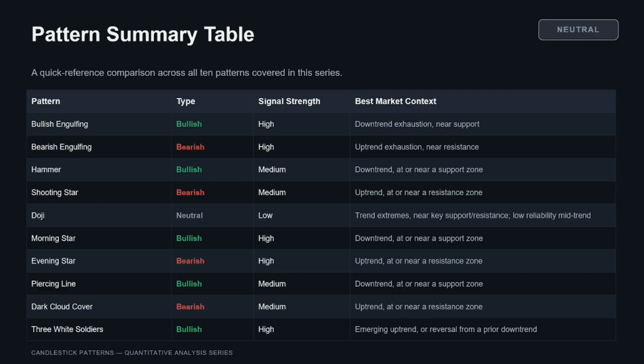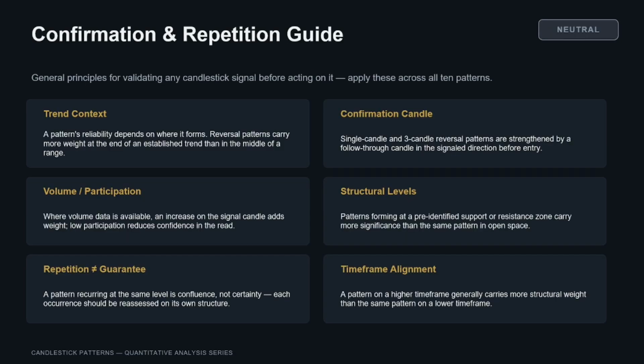5. Repetition does not equal guarantee. Recurring patterns at the same level are confluence, not certainty. Reassess each occurrence. 6. Time frame alignment. Higher time frame patterns carry more structural weight. This concludes Part 1, Definitions and Signals.